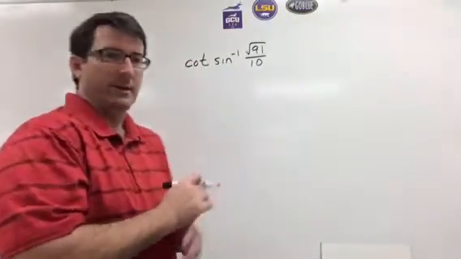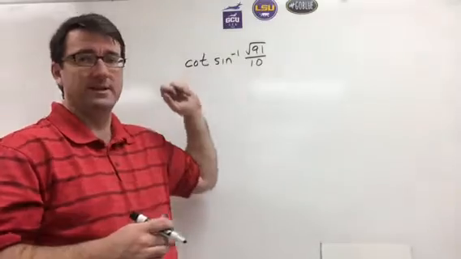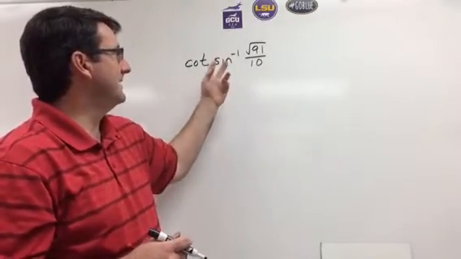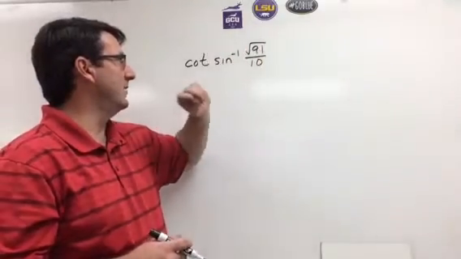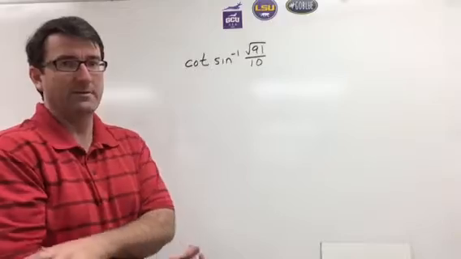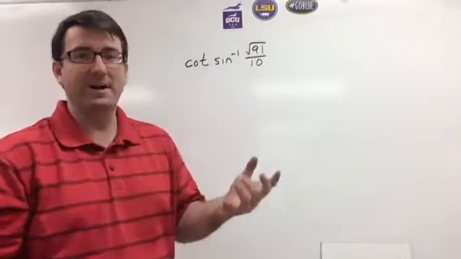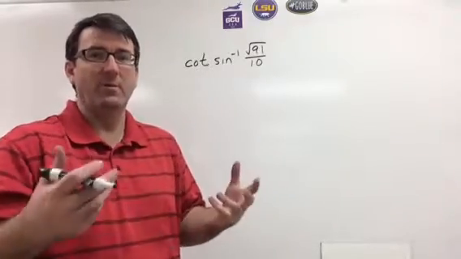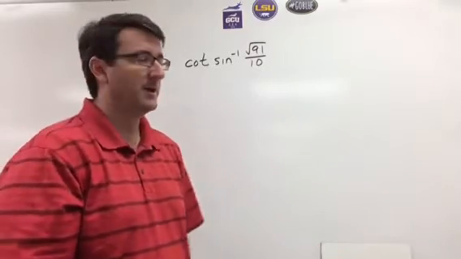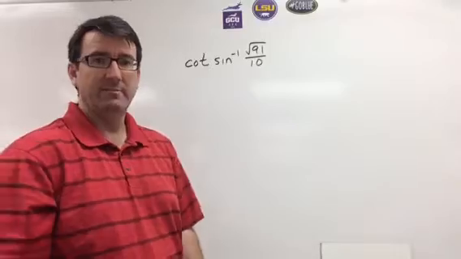Number 11, we've got this expression here, the cotangent of the inverse sine of the square root of 91 over 10. And we're asked to find the exact value of this expression. By exact value, we mean we don't want a decimal approximation, which is what your calculator is going to give you. So we need to do this by hand.